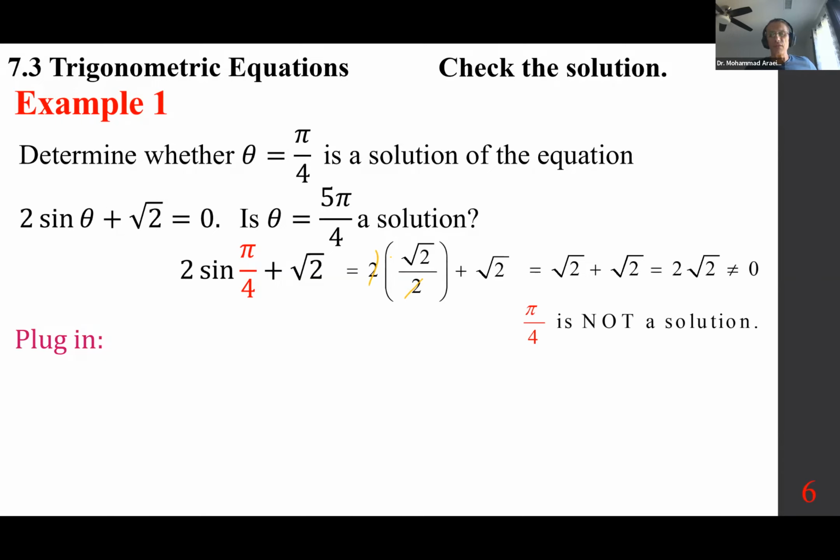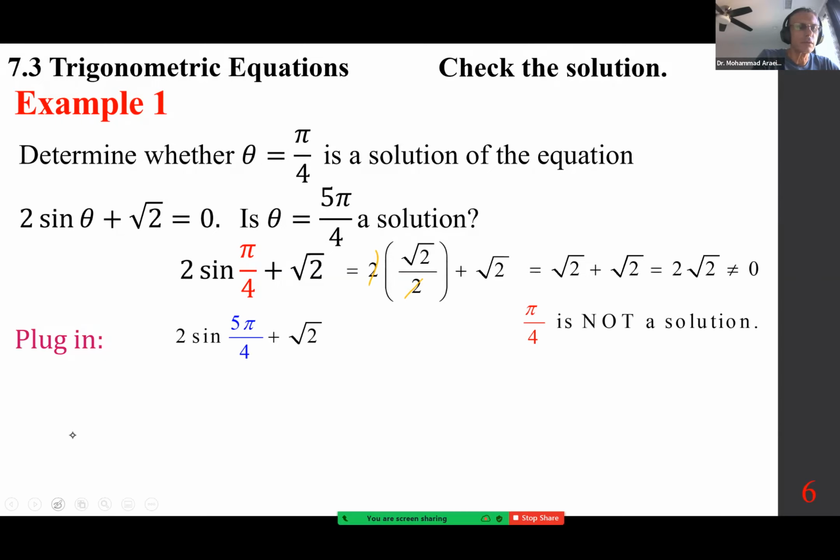We try 5 pi over 4. Now 5 pi over 4, remember, the reference arc is pi over 4. And sine of that is the same as sine of pi over 4. You have to figure out if it's positive or negative. So the value is square root of 2 over 2, but in the third quadrant, sine is negative.